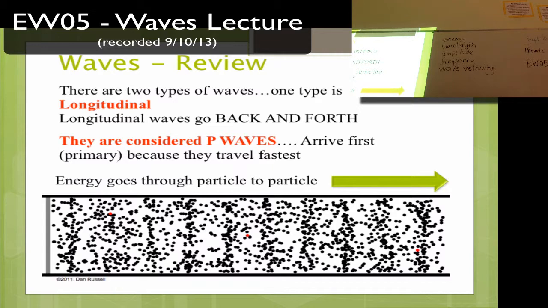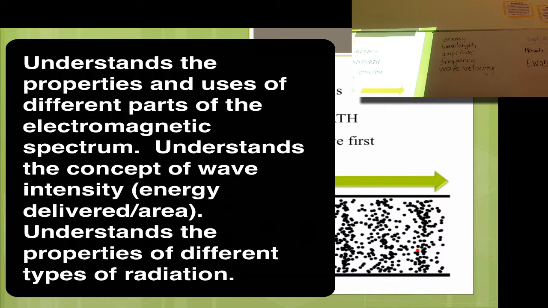Well, that standard reads: understands the properties and uses of different parts of the electromagnetic spectrum, understands the concept of wave intensity, and also understands the properties of different types of radiation. So we're going to talk about today waves, obviously, and we're also going to talk about the 7 different types of radiation that come in the form of waves. Okay?